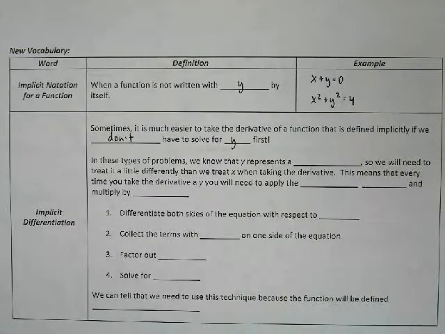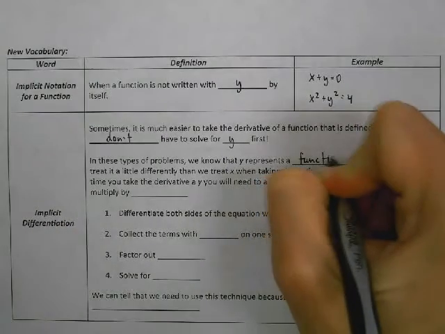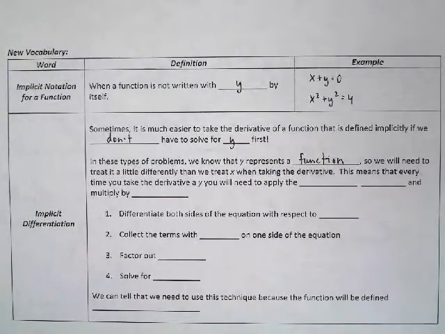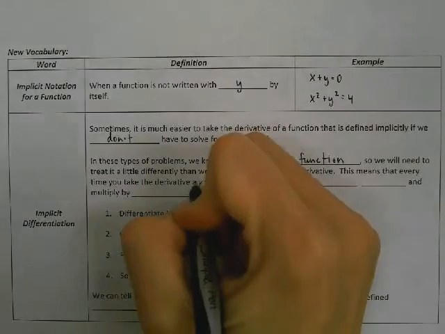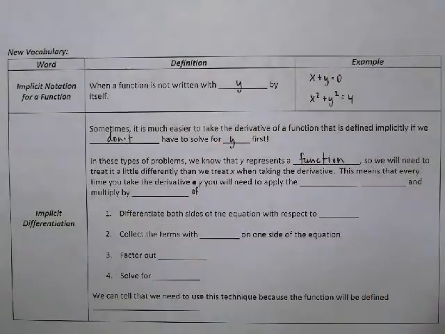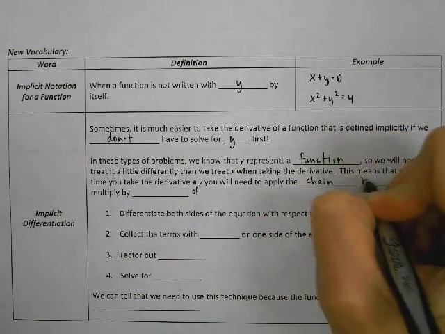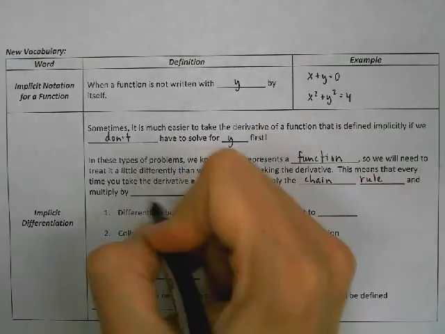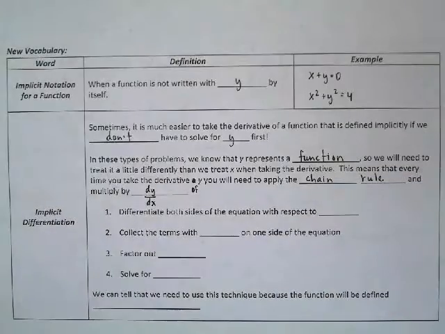Okay, and that's exactly what this implicit differentiation is going to allow us to do. So in these types of problems, we know that y represents a function. So we need to treat it a little differently than we treat x when taking the derivative. So every time we take the derivative of y, you will need to apply the chain rule and multiply by dy dx. And we'll see what that means as we get into some examples.